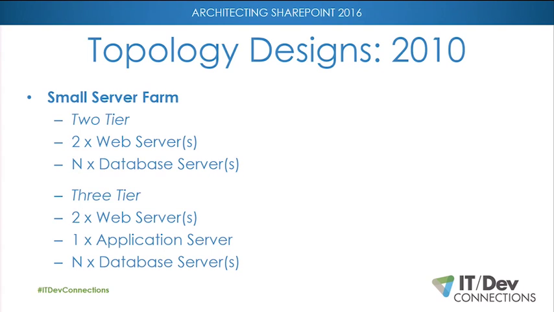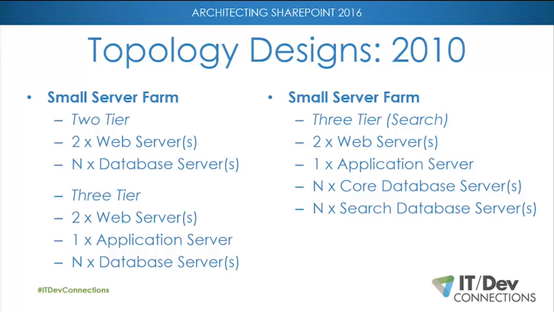But that's really the design that most clients I worked with opted for, because it was the bare minimum. Then we went up to the small server farm, which was different: 2 web servers and an application server. Then you split SQL into different infrastructure. So we had n servers to handle the core databases. When I'm talking about core, I'm talking about things like configuration databases, service applications, shared services, content databases, and then search ended up on its own. So we started to scale.